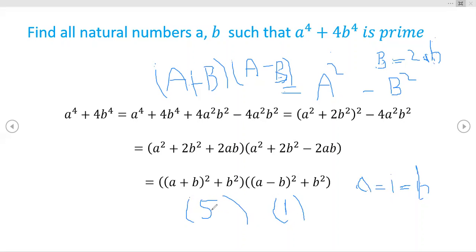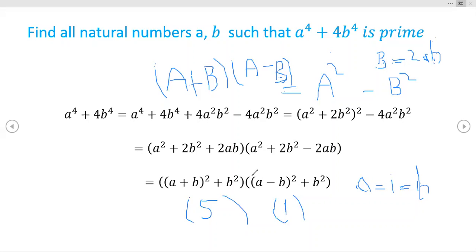1 times 5, and this is more or less the definition of a prime number. But notice that if it's anything else, this part right here will always be greater than 2, and then this piece will always be greater than or equal to 5. And so this really is the only solution.